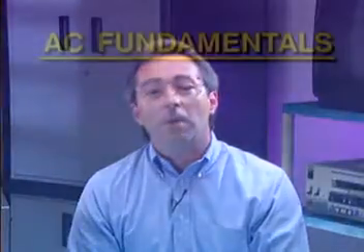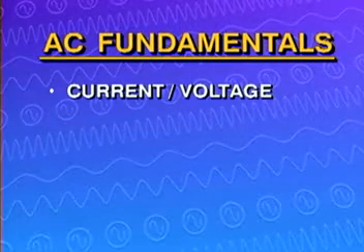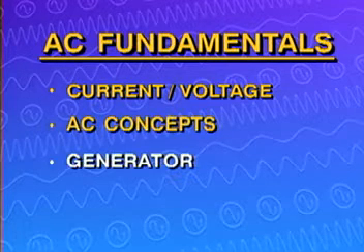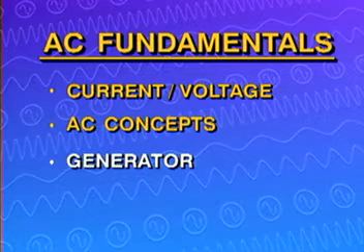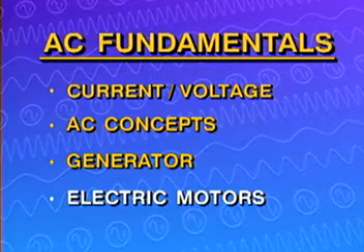In this video, basic principles of current and voltage will be reviewed. You'll be introduced to some alternating current concepts. A simple generator will be used to produce alternating current. You'll see how electric motors run on alternating current. Let's get started by reviewing some electrical principles at the atomic level.